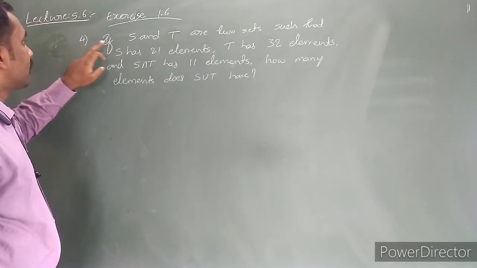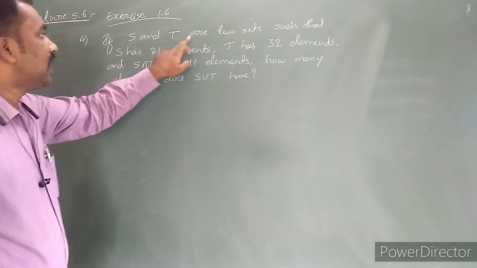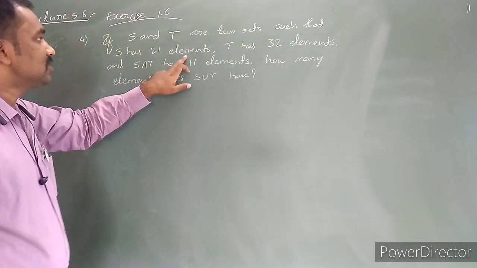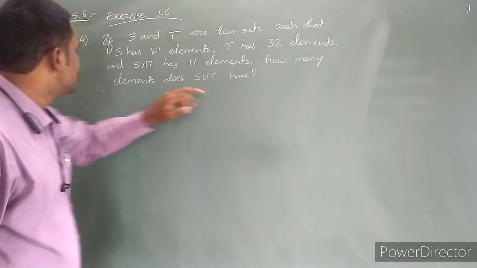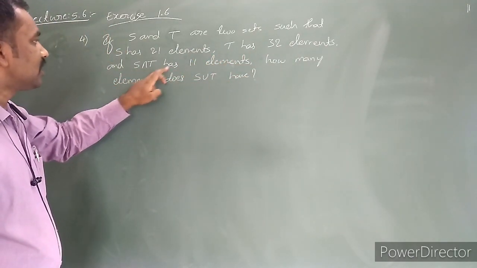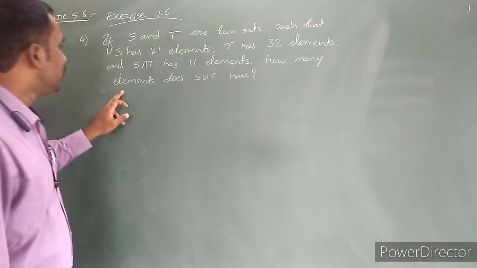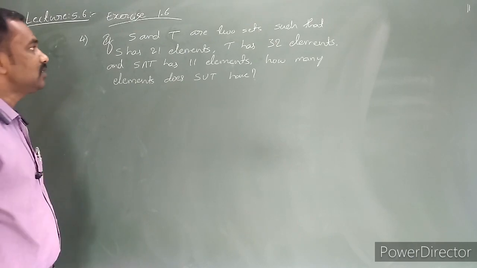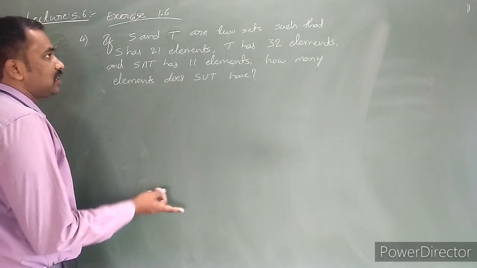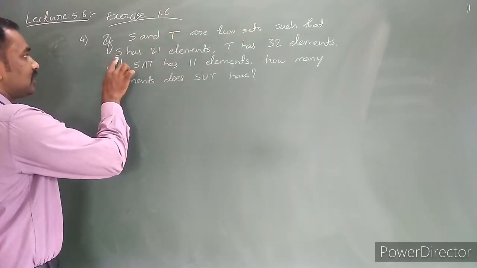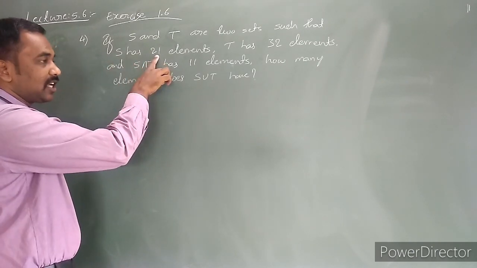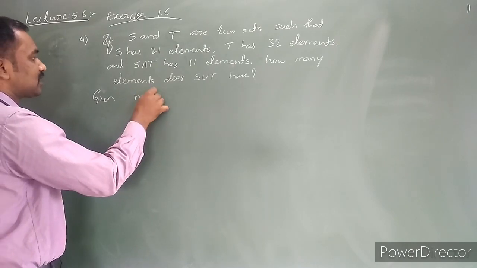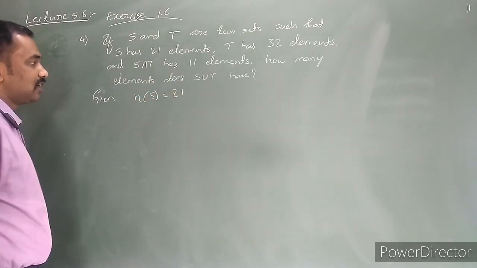Fourth one. If S and T are two sets such that S has 21 elements, T has 32 elements, and S intersection T has 11 elements, how many elements does S union T have? Here also directly they are given. S and T are two sets. S set has 21 elements, N of S is 21. So directly we can write it as given. N of S is equal to 21 elements.